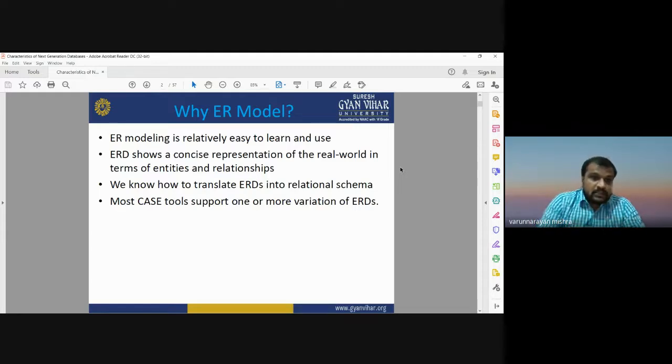this entity relationship model, or in short the ER model, is relatively easy to learn and use. The ER model shows a concise representation of the real world in terms of entities and relationships. We also use it to translate entity relationship diagrams into a relational schema, and in most cases it supports one or more variations of entity relationship diagrams.